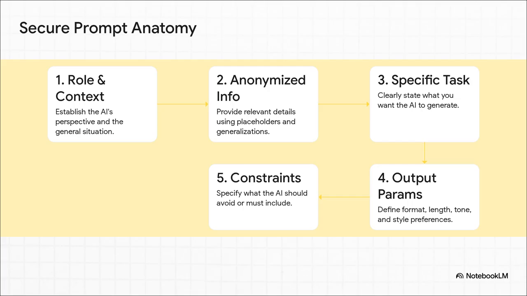First, you give the AI a role, something like act as a B2B sales strategist. Second, you provide an anonymized background using placeholders like a prospect at a mid-size enterprise. Third, you get really specific with your task: write a follow-up email. Fourth, you define your parameters: keep it under 150 words, professional tone. And finally, this is crucial, you state your constraints: do not mention specific pricing. See? Each step adds clarity while building this protective wall around your sensitive data.